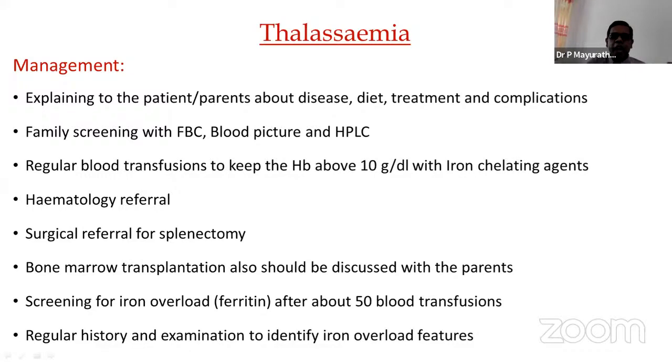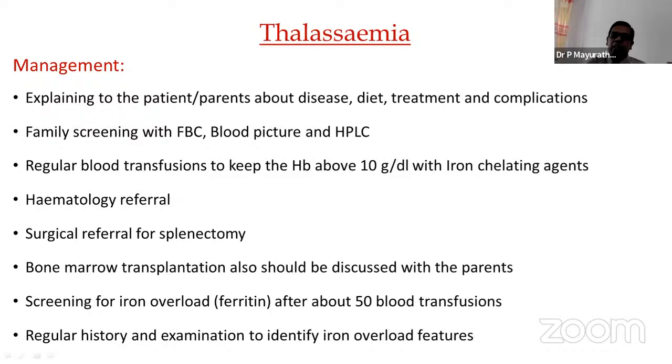And these patients should have regular blood transfusions to keep the hemoglobin more than 10. Remember, more than 10. Even 11 is all right for them to have a normal or near normal life. If the hemoglobin is low, below 10, they can't be normal people. So we have to keep that in mind and give regular blood transfusions.